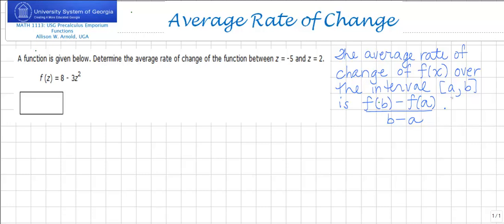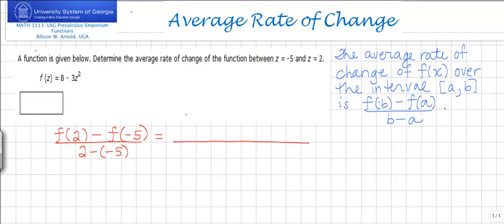Now, the question that I have for you is, if f of z is 8 minus 3z squared, to determine the average rate of change of the function between z equals -5 and z equals 2. We can actually take the definition at face value, and average rate of change would be f of 2 minus f of -5 divided by 2 minus -5. And now access your function.